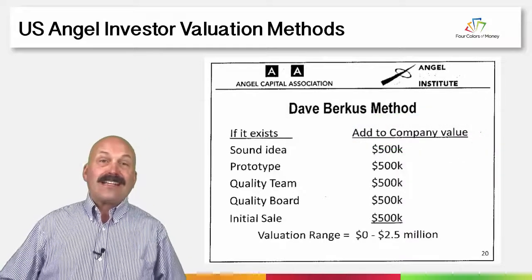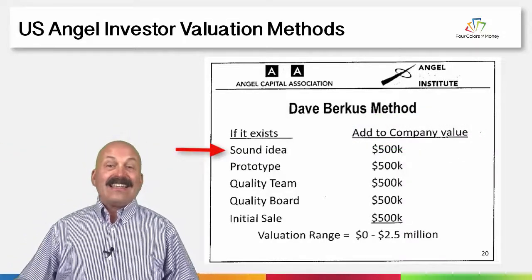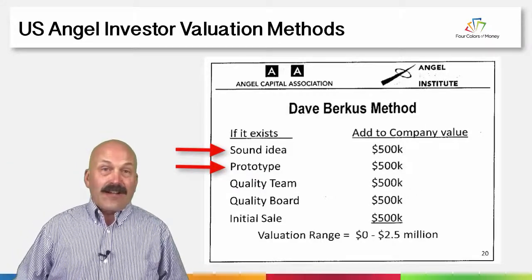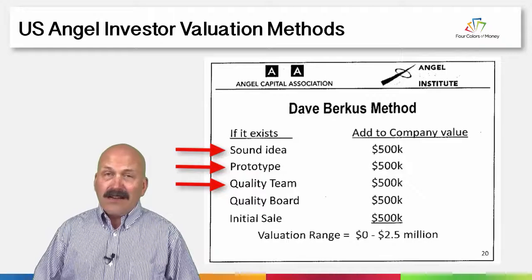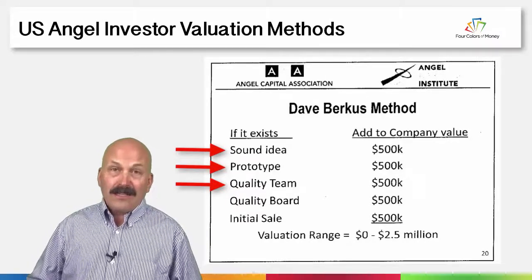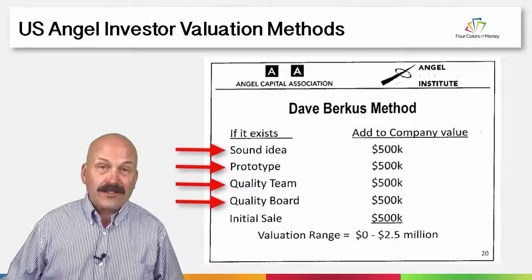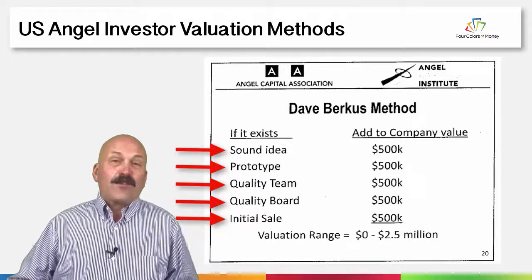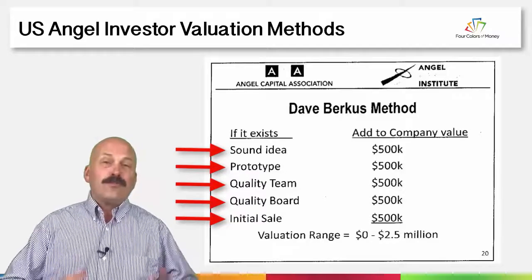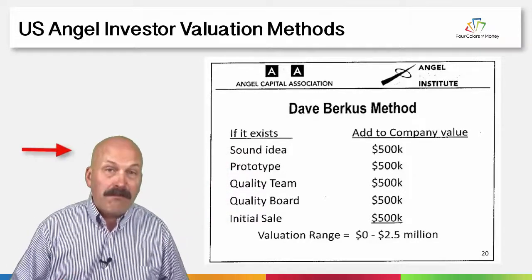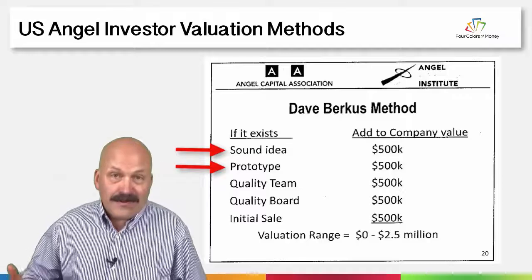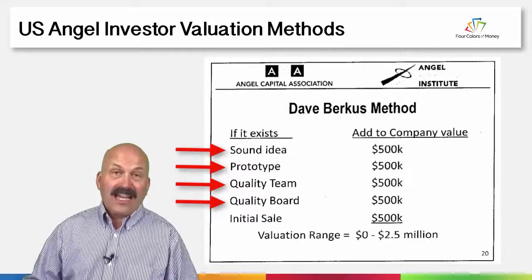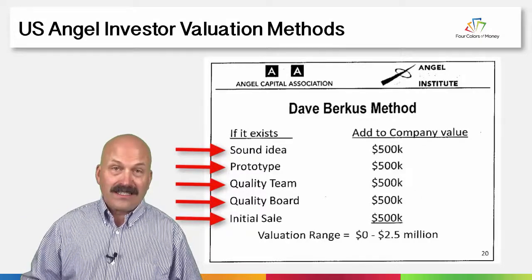First of all, is there a sound idea? Then, is there a prototype that's been already developed? Is there a quality team that's pretty close to being fully developed? Is there a quality board of directors? And finally, have there been initial sales to customers? And of course, these correspond to risks. So business model risk, product development risk, execution risk, governance, and marketing risk.